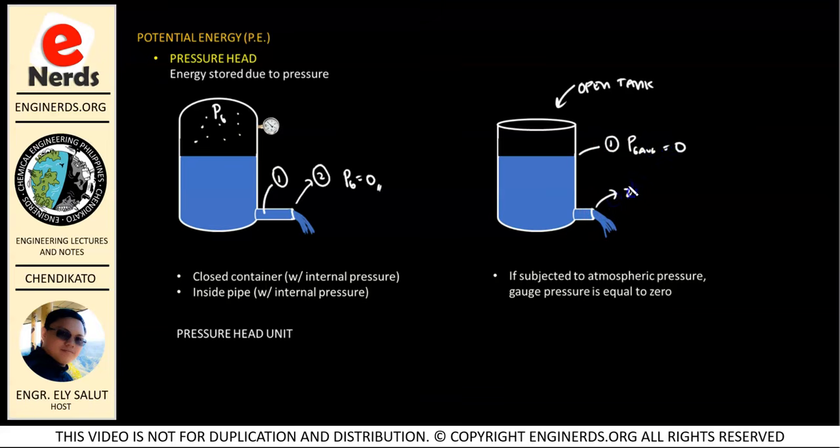And in our point 2, since this is also released to the atmosphere, our pressure here is also equal to 0. Now, one thing na dapat natin tandaan when we are solving problems involving pressures dito sa ating hydraulics or fluid mechanics course. Kapag meron tayong container or a vessel at nakakita tayo dito ng small triangle, it actually means that this surface is exposed to the atmosphere. Okay, so meron tayong atmospheric pressure na nag-a-act dito sa ating fluid.